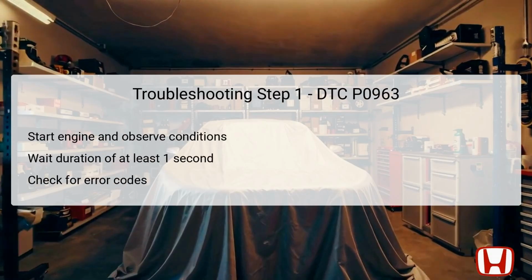The first step in troubleshooting DTC P0963 involves starting the engine and ensuring that it runs for at least 1 second. This allows the system to cycle through its normal operations, which could help in detecting any irregularities in the pressure control valve's response. Once this duration is passed, technicians should check for any current error codes using a Honda Diagnostics System, HDS. This diagnostic tool provides critical insight into the status of the transmission control module and the CVT drive pulley pressure control solenoid valve.